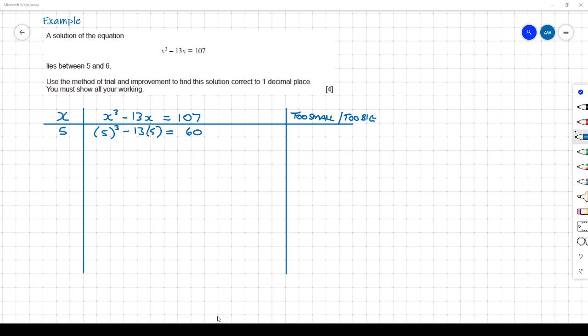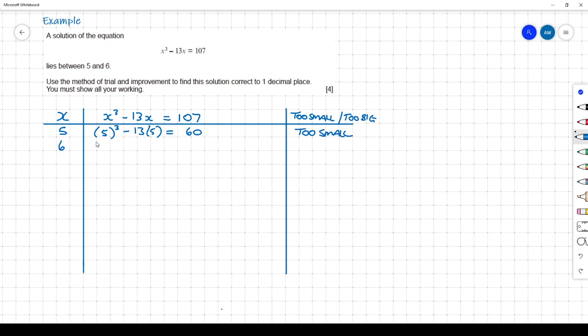Okay, so going back to the whiteboard, I've put in the answer 60. Now we compare that answer with the value that we have in our equation. We're trying to get 107. Well, obviously 60 is a lot smaller than 107, so we say this value of x gave me an answer that was too small. If we have an answer that's too small after substituting into the equation, then our value of x must be too small. So you try a bigger value. And the next whole number up from 5 is 6.